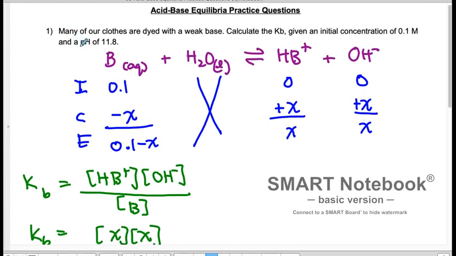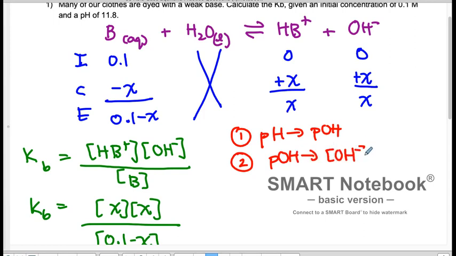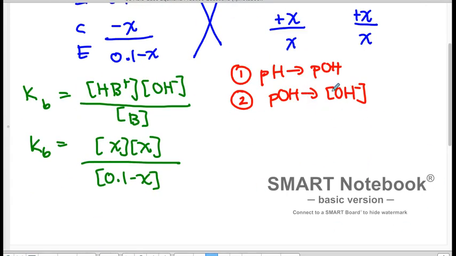We need to relate pH to the concentration of OH minus. The way to get to that point is first we need to convert pH to pOH. From pOH, we can then find the concentration of hydroxide ions, just like how we relate pH to the concentration of hydronium ions in an acidic solution. So I'm going to write my solution up here to find the concentration of hydroxide so that we can input it into our expression.